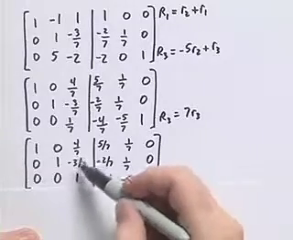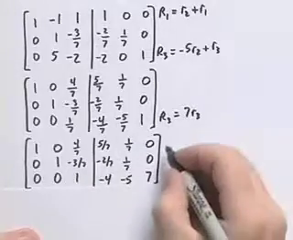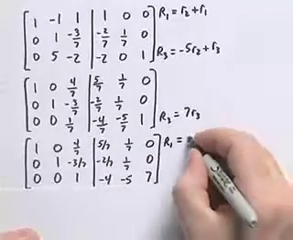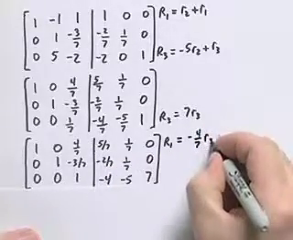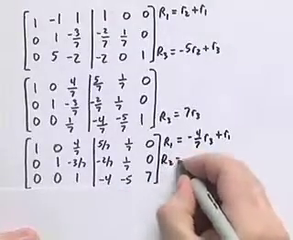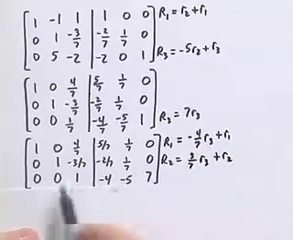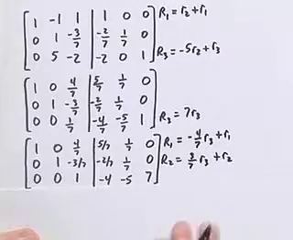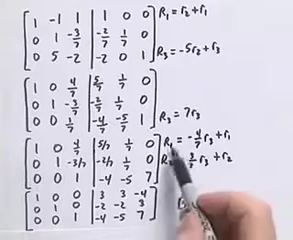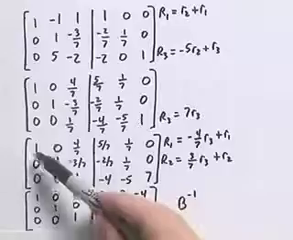The last thing we need to do is to get zeros above this 1. We need a 0 here, and we need a 0 here. To do that, our new row 1 is going to equal negative 4/7 times row 3 plus row 1. Our new row 2 will be 3/7 times row 3 plus row 2. We're not changing our third row, so we're just going to rewrite that. Notice our third row is the same. To get our new row 1, we multiply the third row by negative 4/7, add it to row 1.